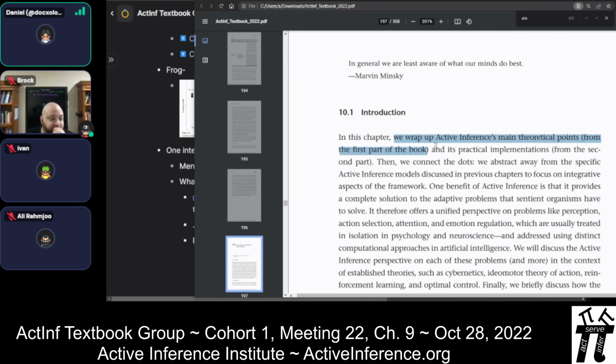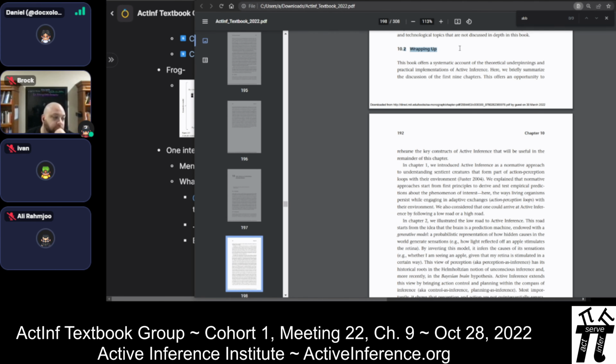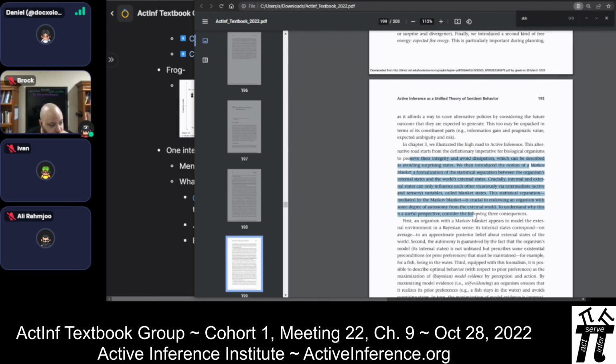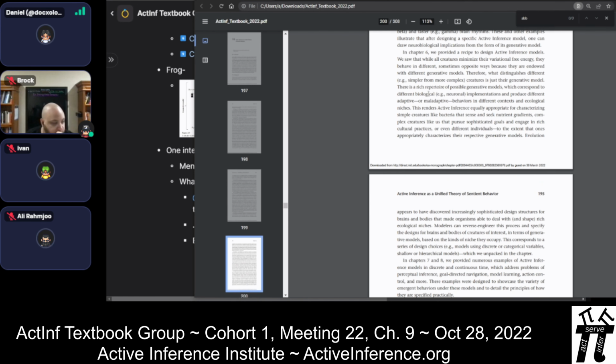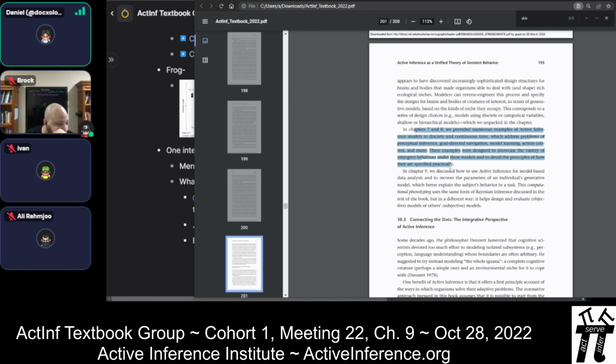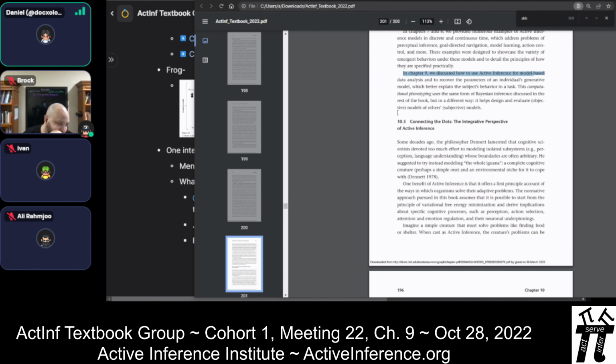In this chapter, we wrap up active inference's main theoretical points from the first part of the book, chapters 1 through 5, and its practical implementations from the second part, 6 through 10. Then we connect the dots. We abstract away from the specific active inference models discussed in previous chapters to focus on integrative aspects of the framework. Benefits of ActInf. Summary of the book, 10.2. Chapter 1, Chapter 2, Chapter 3, Chapter 4, 5, 6, 7, and 8. No love for Chapter 9. You just read it. Go read it again.